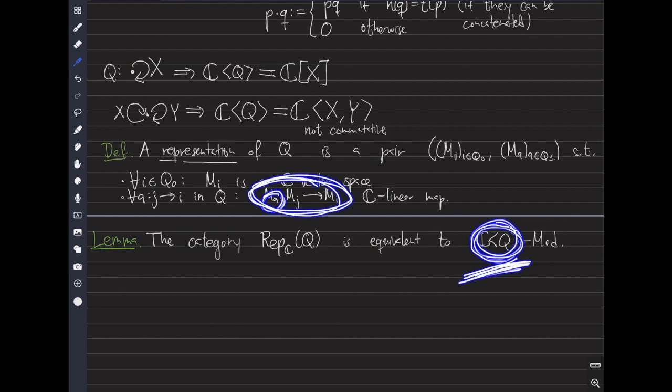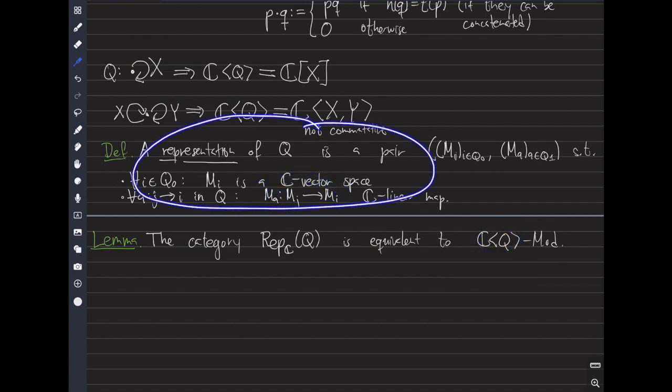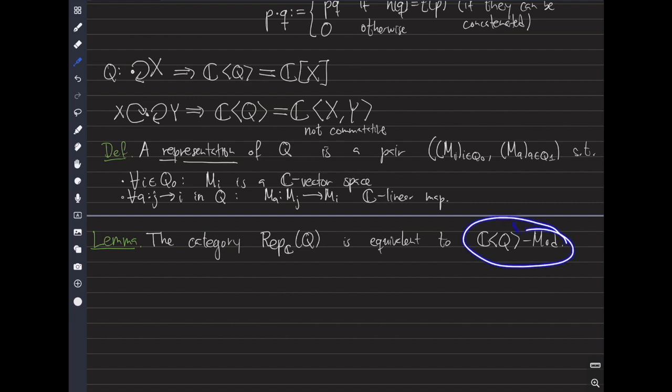And then what is the action of an element of the path algebra? Let's say the action of a path: I define it to be just the composition of the actions of the arrows that form the path, and for a linear combination of paths, I just take the corresponding linear combination of the linear maps that I already defined. So a representation is giving me the minimum information I need to construct that module.